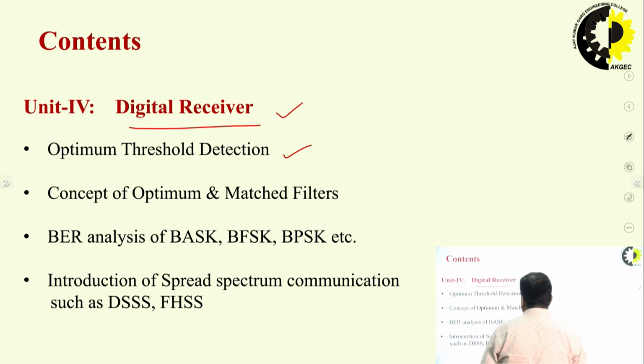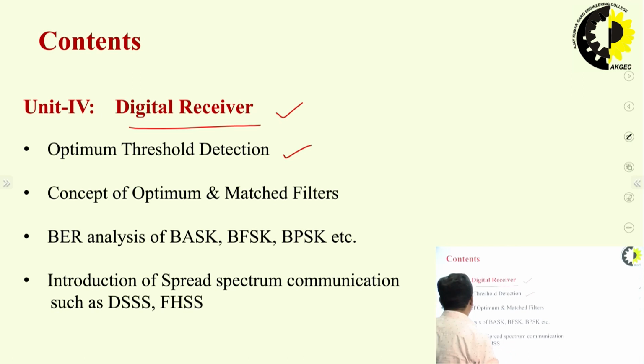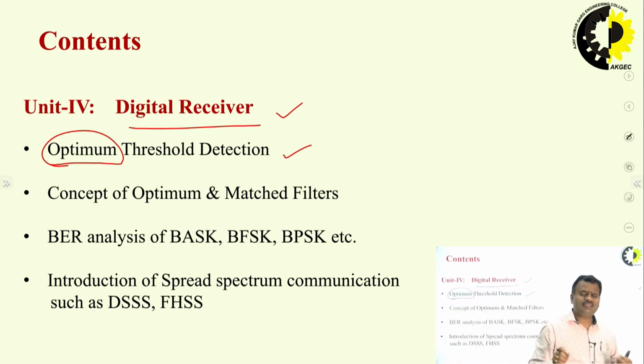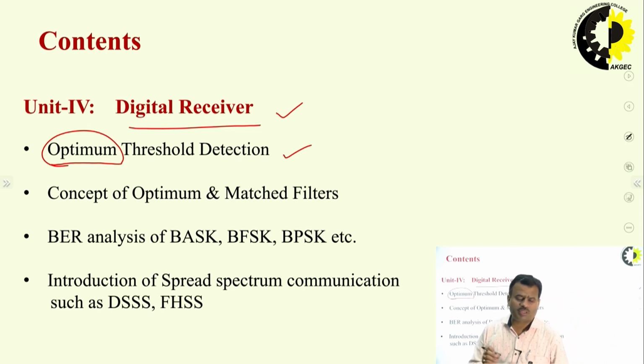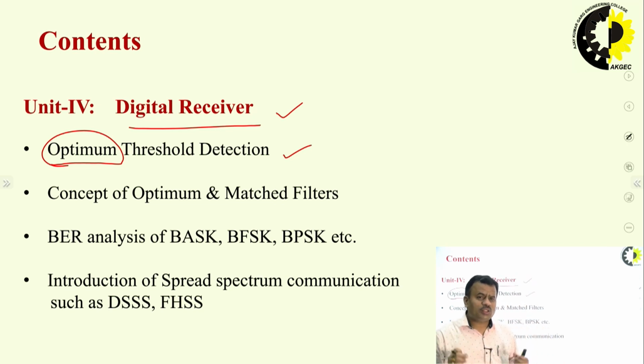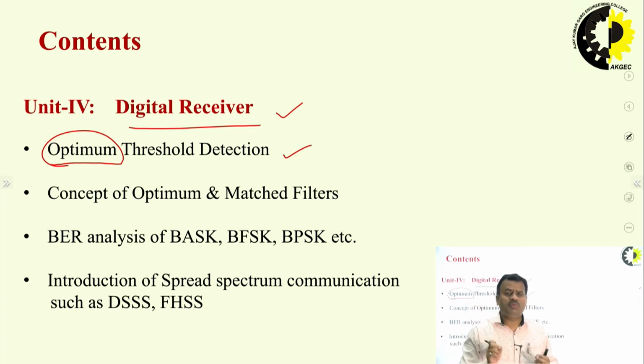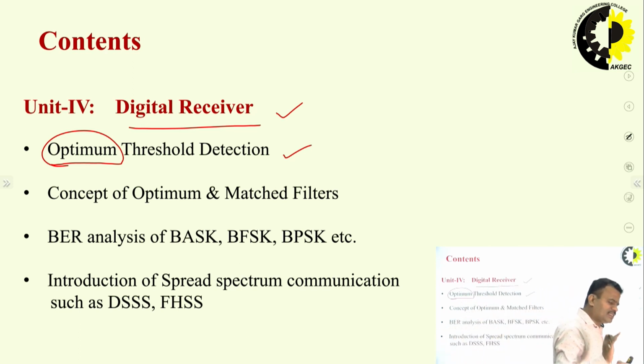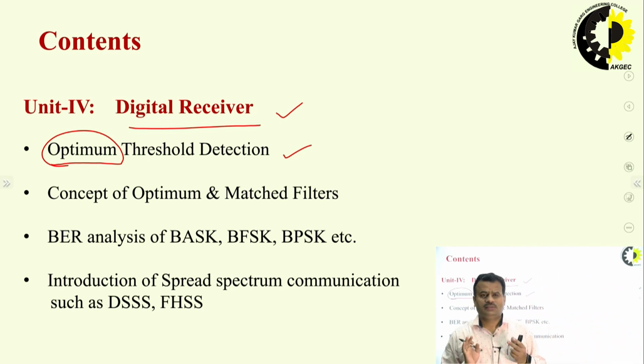So, optimum threshold detection. Whenever you do the detection at the digital receiver side, optimum means the best possible result. Technically we use the term optimum or optimal. Optimal means you are trying to get the best possible results with minimum probability of error. कम से कम एरर के साथ अच्छे से अच्छा रिजल्ट निकालना, बेस्ट पॉसिबल रिजल्ट इन कंडीशंस.